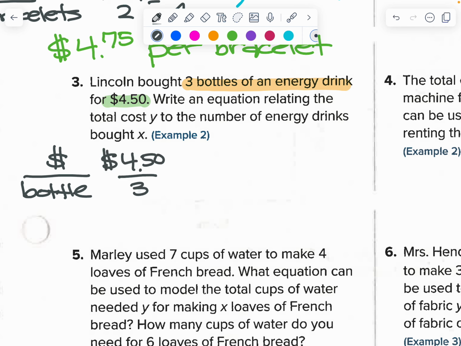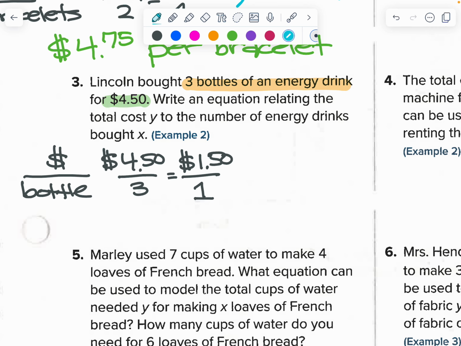See how labeling helps us set it up? They want us to get it down. I need a unit rate, so 1 single unit. So we need to divide that. Use your calculator. All right, you're going to take $4.50 and divide it by 3. So we found that 1 would be $1.50. Now to use that in an equation, we're going to use x and y.